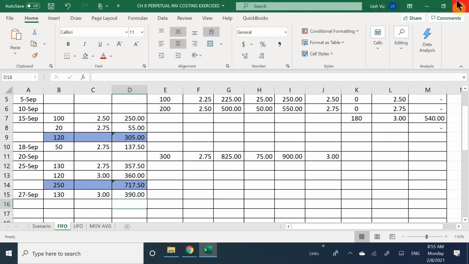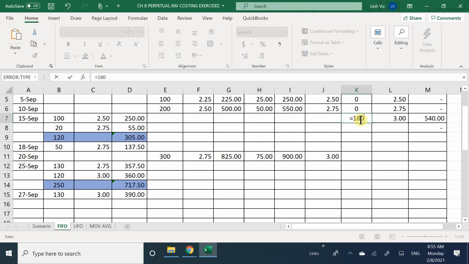390, right? And of course you could come over here, right? We know that this is 180. Subtract out 130, and you should have 50 items remaining at the end of inventory.